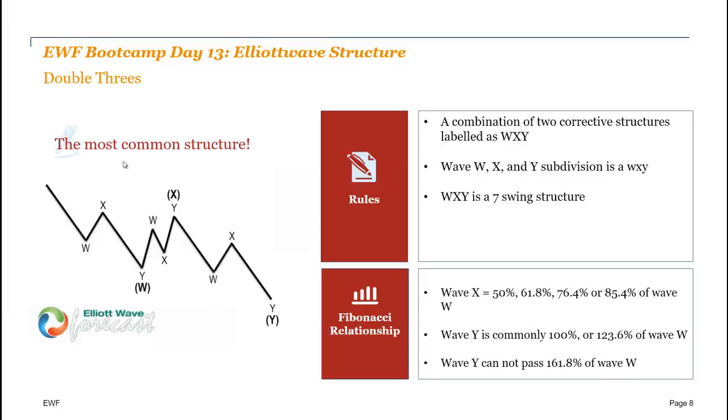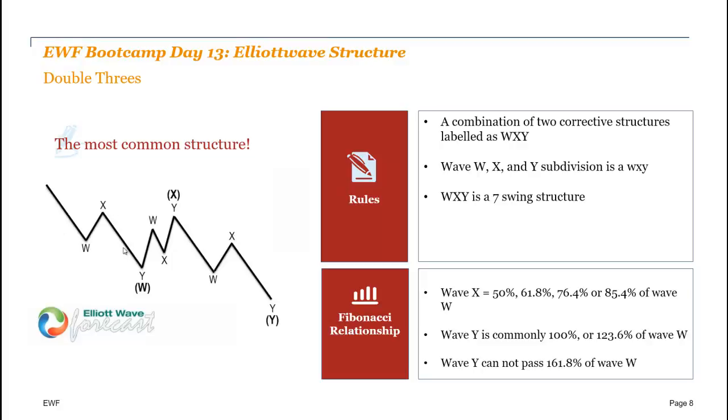And right here is a special form of a WXY. The most popular structure, the most common structure in this market, is this way. This is actually a very simple structure. All you have is that everything is in 3s, right? So you have 3 waves, 3 waves, 3 waves, like an ABC zigzag, but then this is subdivided into 3, and this is also subdivided into 3. And you label this as a WXY.